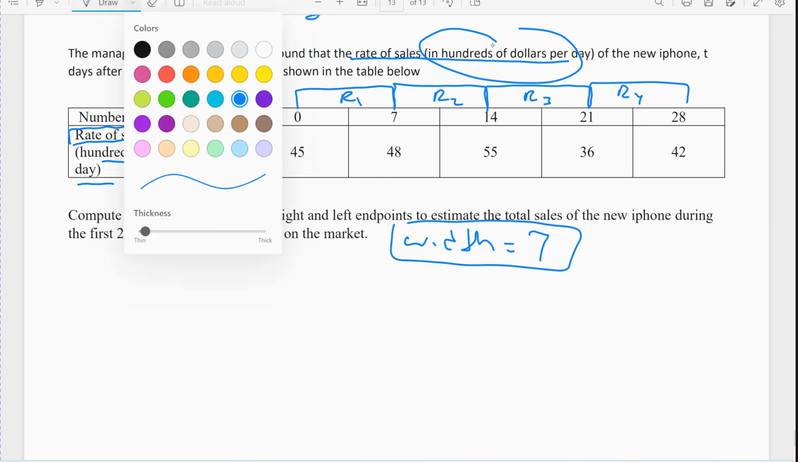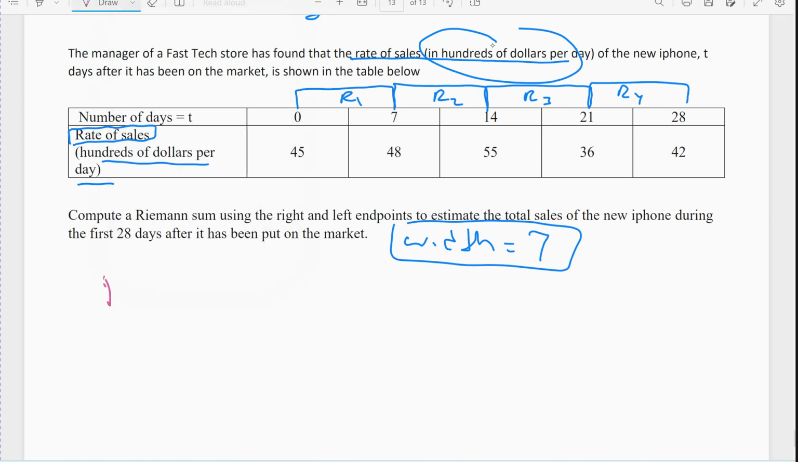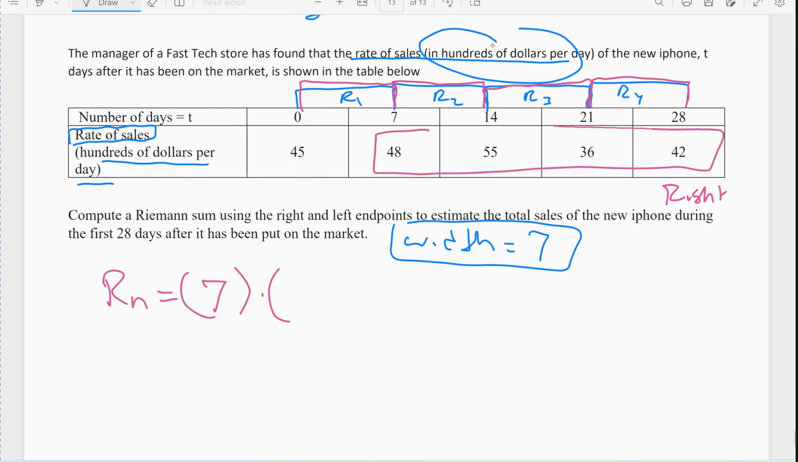All right, then I figure out my left and right sum. So we'll start with the right sum. Using the right sum, don't forget 7. So I'm going to go ahead and write 7 down. And I want the right height. So if I'm on the right side, I start here. My first rectangle would be drawn up at 42, then 36, then 55, and then we draw the last one at 48. And so those are the values we use on the right side.